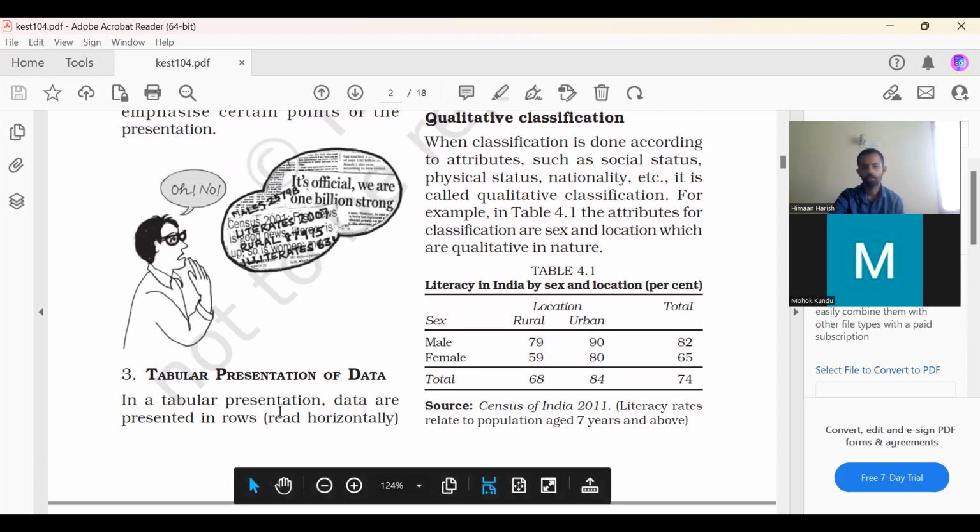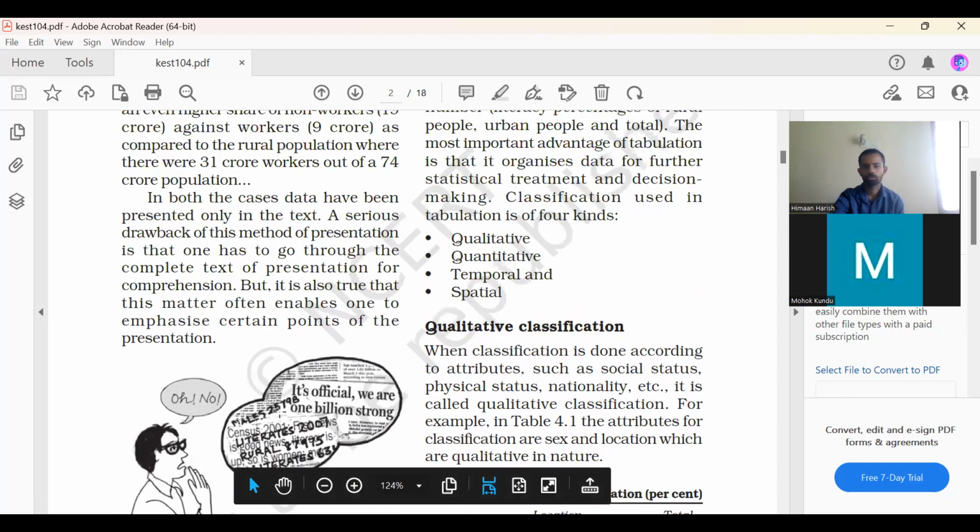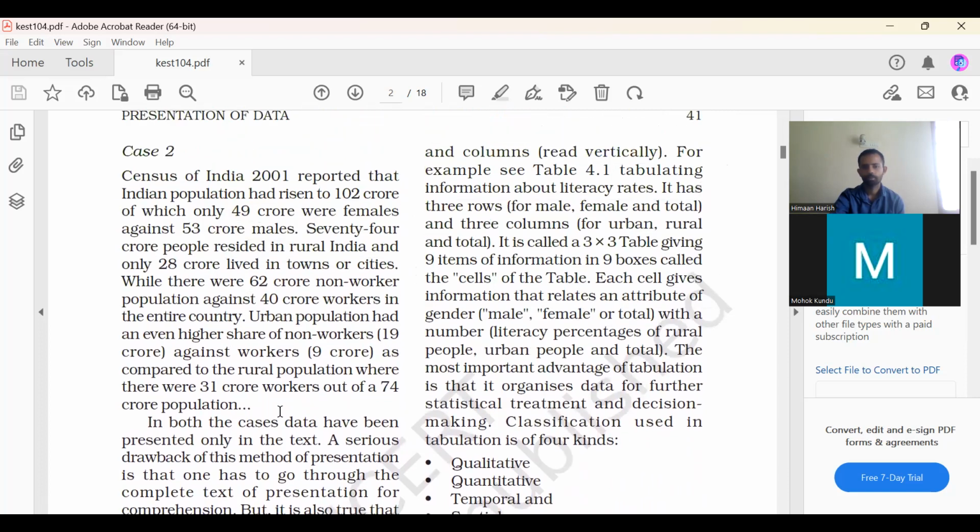In a tabular presentation, data are presented in rows, read horizontally, and columns, read vertically. So rows are horizontal and columns are vertical. For example, see table 4.1, tabulating information about literacy rates. It has 3 rows for male, female, and total, and 3 columns for urban, rural, and total. It is called a 3 into 3 table, giving 9 items of information and 9 boxes called the cells of the table. Each cell gives information that relates an attribute of gender, male, female, or total, with a number, or the literacy percentages of rural people, urban people, and total.